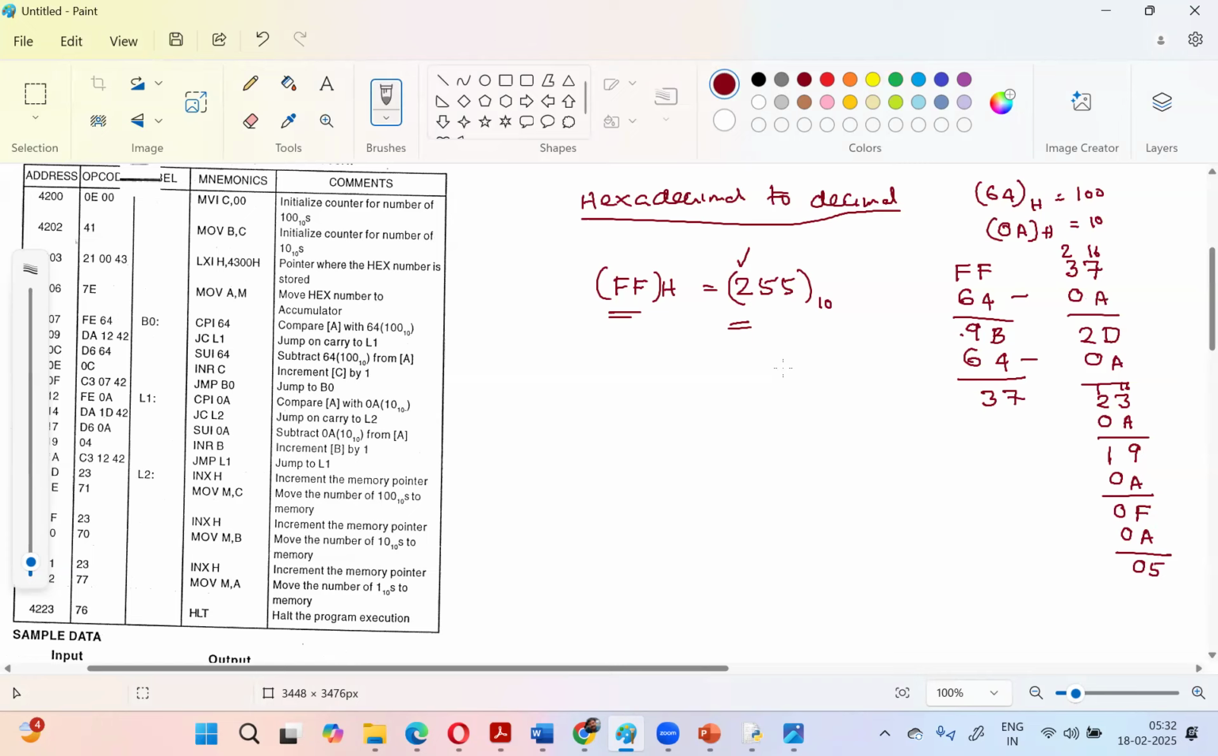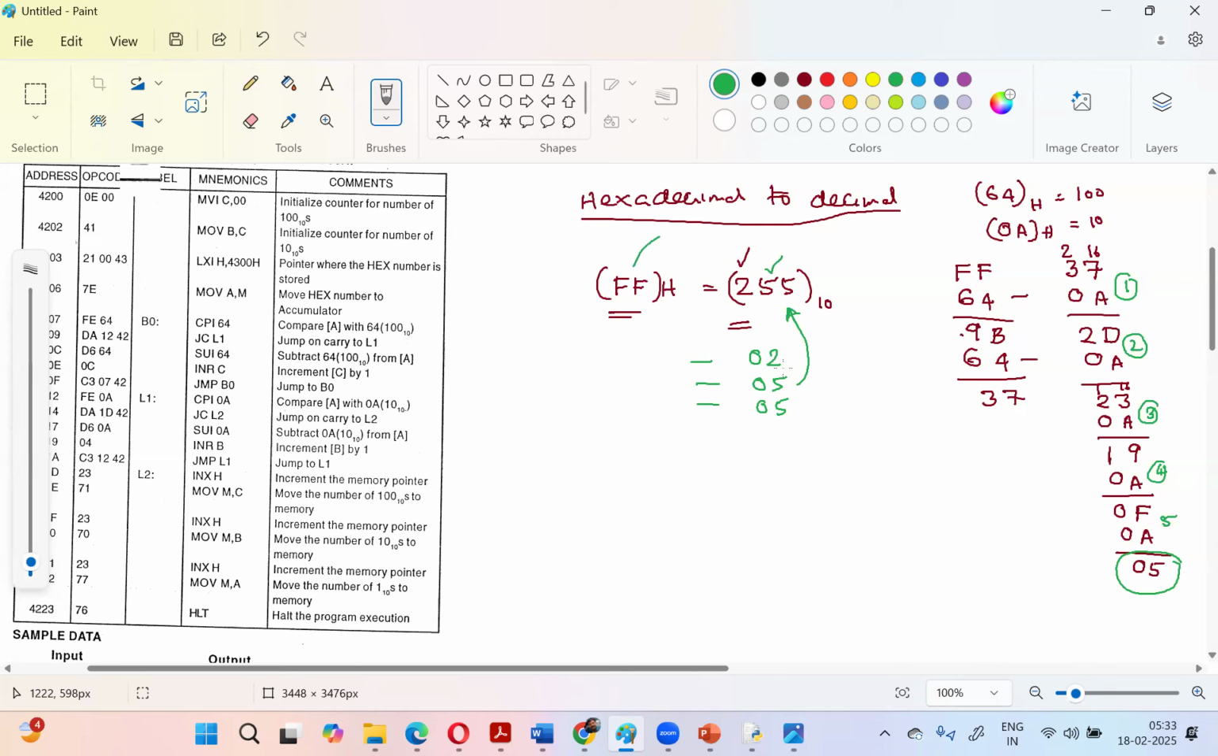Here, how many tens are there? 1, 2, 3, 4, 5. So the tens are 5. And then the remainder is the ones digit, which is 5. You will get the result 2, 5, 5. So we are storing the content into one location, another location, and another location. This value combined together gives us the decimal form.